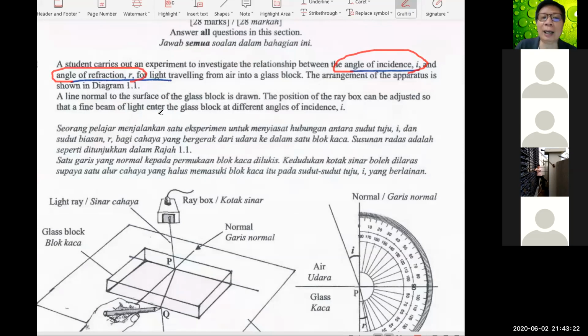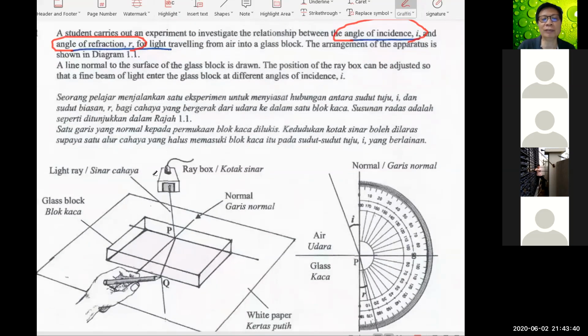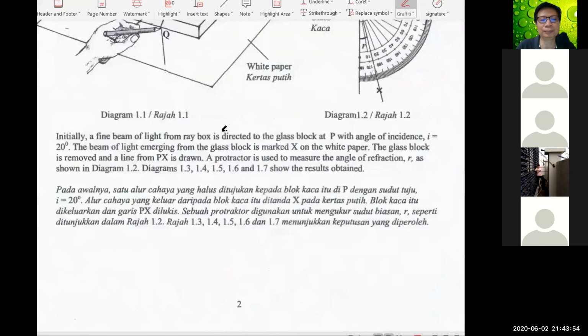That's why just now earlier I told you, you must read, especially the first two paragraphs. It's very important. It's already given: angle of incidence. You control this angle, then you see the result of the angle of refraction. Correct? You cannot say position of this. You must say angle of incidence, angle of refraction. Okay, Che, understand? Okay, thank you, sir.